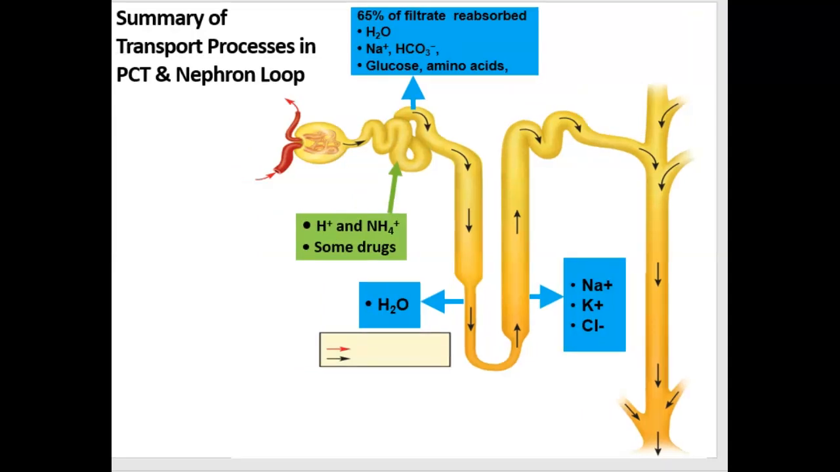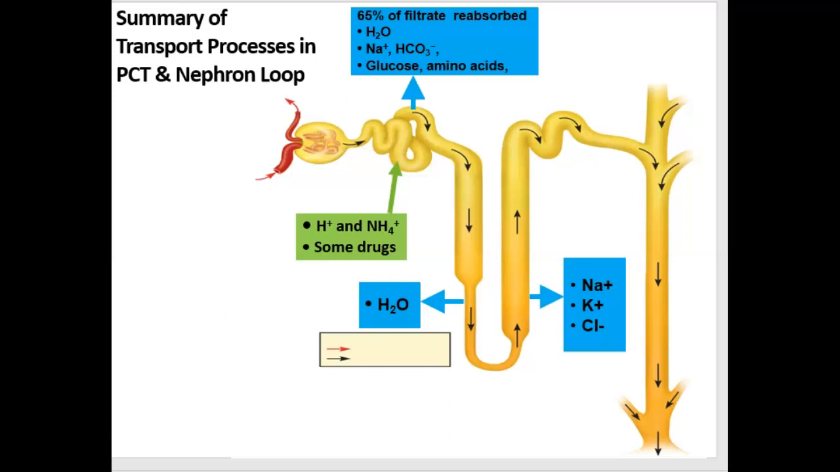Okay, let's look at a summary of the transport processes we've talked about so far. We know in the proximal convoluted tubule, water, sodium, and glucose are reabsorbed, as well as amino acids, and hydrogen ions are secreted, so we can get rid of those. We also know that in the loop of Henle, water is reabsorbed as well as ions, which I'll call salts. That's the most important part.